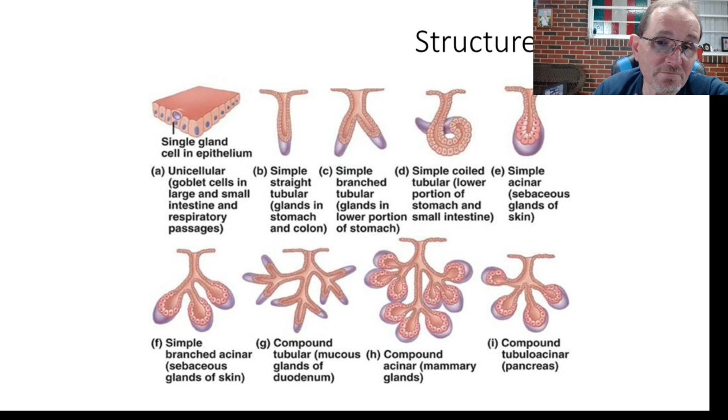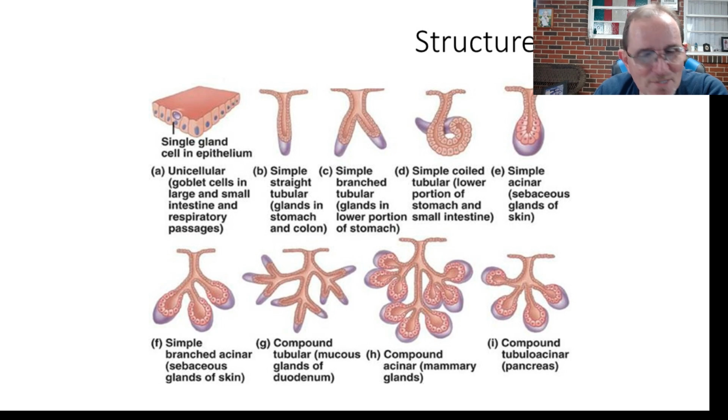A simple branched tubular. So this one stalk comes off and it branches into two. Simple coiled tubular is basically the same as this, only instead of just going straight, it kind of twists around. Now here's the other one, simple acinar. Look at that. You notice that it looks kind of like a vase. So this one looks like a test tube, tubular. This one is simple acinar, and it's simple.